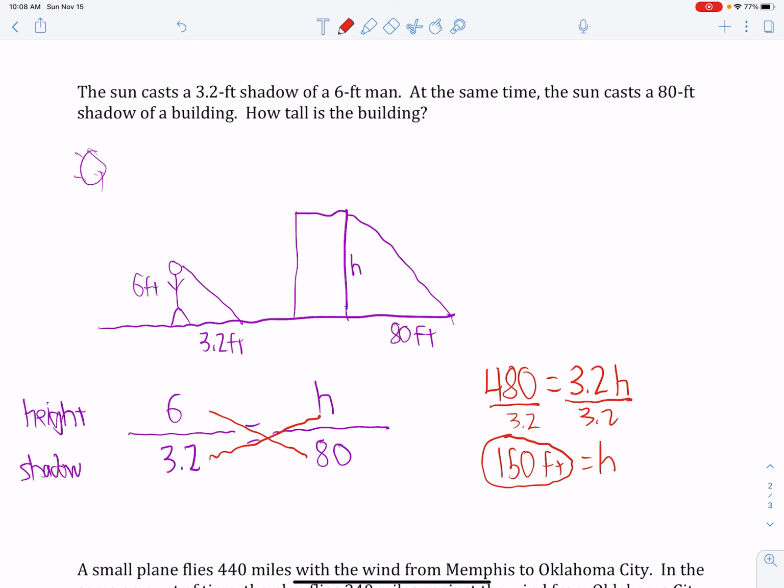People have been using this method for thousands of years to measure heights of natural things, even things such as mountains. People have measured heights of mountains pretty accurately this way. All right, so let's take a look at another one.